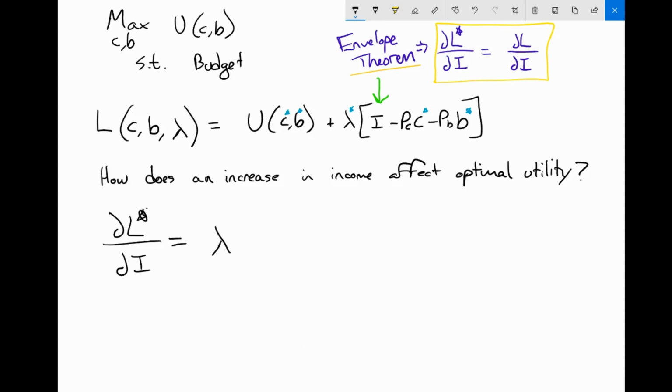I'm just going to get the direct derivative, lambda star, and I might write by the envelope theorem. That means I used the envelope theorem to do this calculation. Using the envelope theorem makes it much, much easier. So how does an increase in income affect optimal utility? Well, it affects it by lambda.